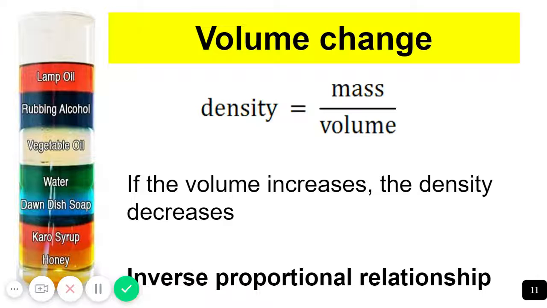In terms of the volume change, let's have a look at where volume is placed. It's at the bottom, and the density here is on top. So if I were to increase my volume, and remember, this is an inverse proportional relationship, my density will decrease. This makes sense. Volume increases means there's more space. So if there's more space, you have fewer particles in contact with that space around. Therefore, the density will decrease.